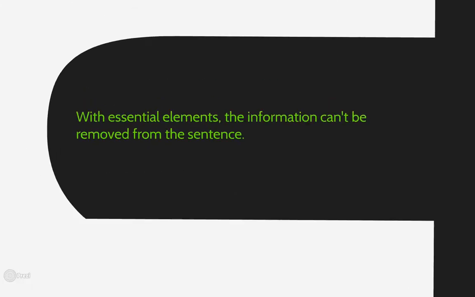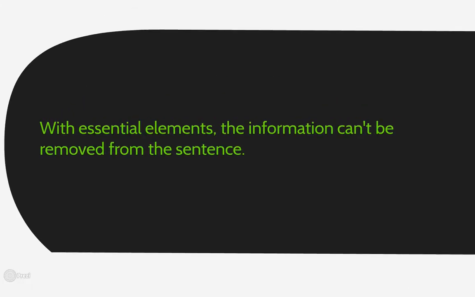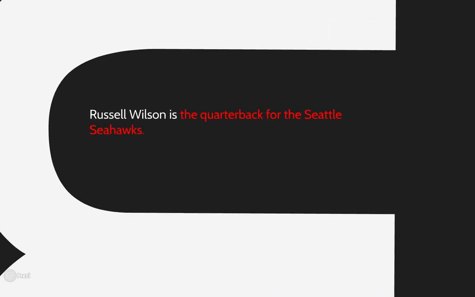With an essential element, the information can't be removed from the sentence. Following a similar example, we have this. Russell Wilson is the quarterback for the Seattle Seahawks. Now, the text in red is the same text in red that was used in the last example, except in this example, the text in red is an essential clause, and it cannot be removed from the sentence. If you remove it from the sentence, you're just left with this. Russell Wilson is. This is not a complete sentence. It doesn't express a complete thought, and it just flat out doesn't make sense.